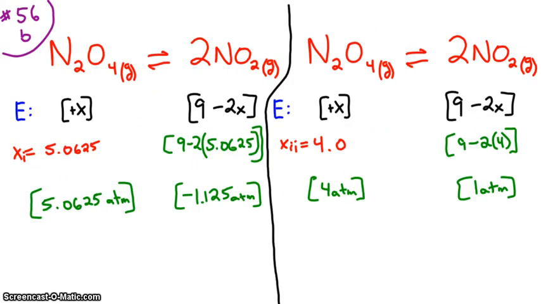We need to figure out which x solution from the quadratic formula makes sense for our problem. Substituting the first solution in for x, 5.0625, you end up with a negative pressure for NO2 at equilibrium, which is impossible, making this x solution invalid. Using the other x solution, substituting this in for x, you get two answers that are realistic: 4 atmospheres and 1 atmosphere.